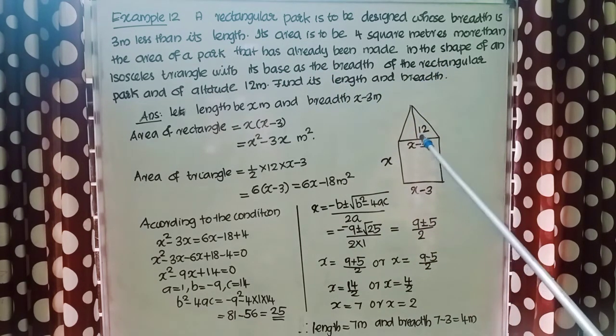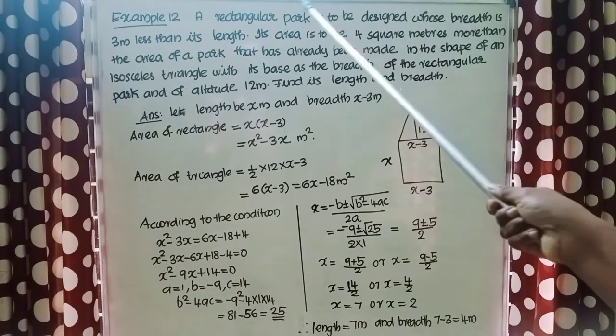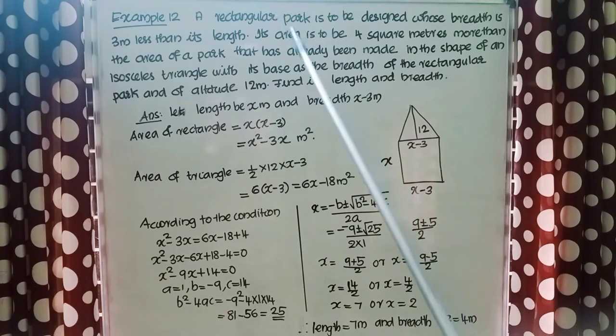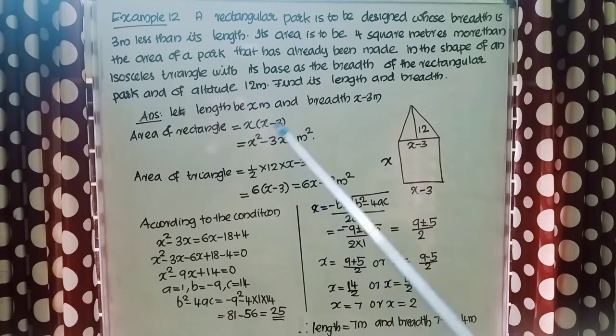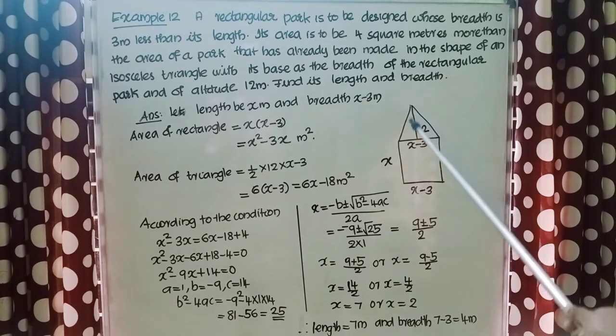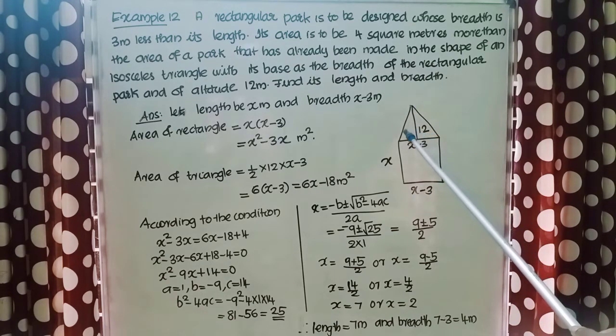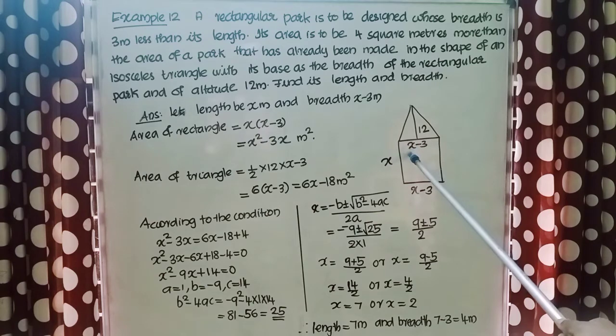So it is given that there is a rectangular park and the breadth is 3 meters less than its length. So let us take length is x, then breadth is x minus 3. So length is x meter and breadth is x minus 3 meter, and there is an isosceles triangle whose base is the breadth of the rectangle. So here the isosceles triangle has base x minus 3 and height 12 meter.